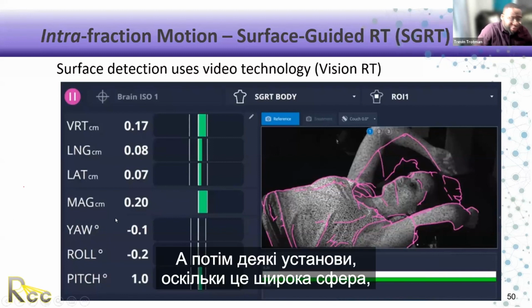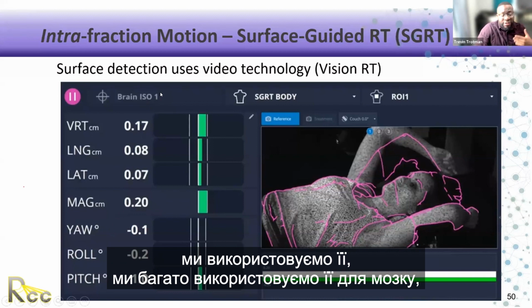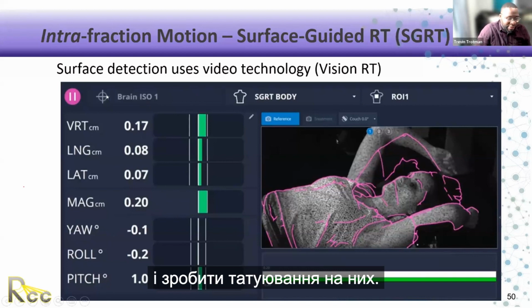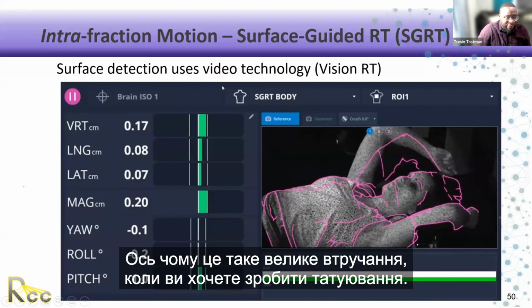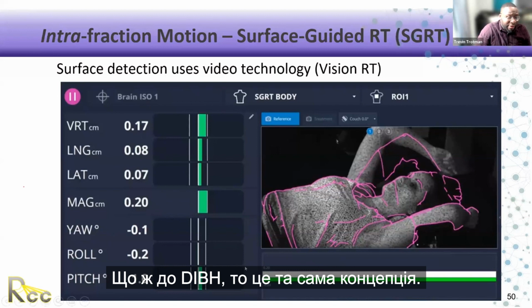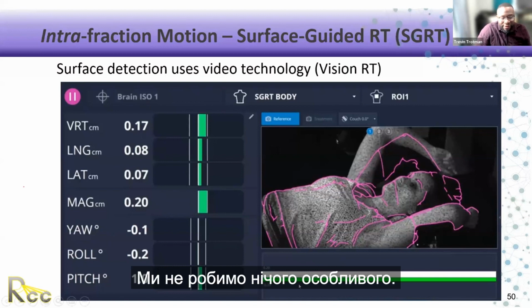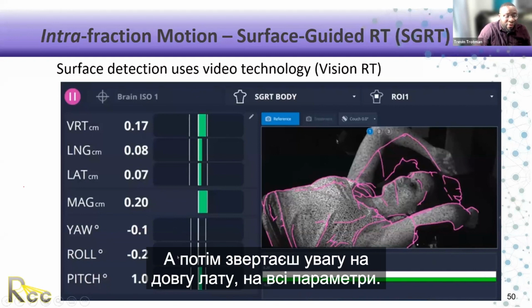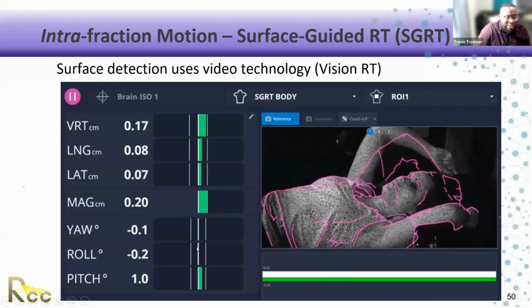Some institutions, like us, use it a lot for brain cases and also breast cases. You can also go tattooless with this too. So this is why it's such a big intervention. You don't have to give tattoos. But on the DIBH side, it's the same concept. We don't do anything typically different. You still tell the patient to breathe in and hold their breath, and you're also paying attention to your vert, long, lat, and all your parameters.